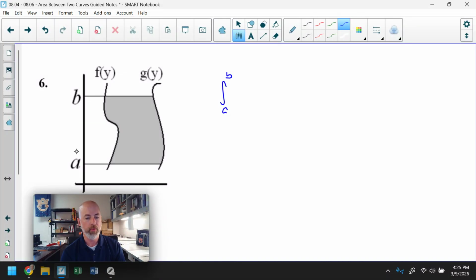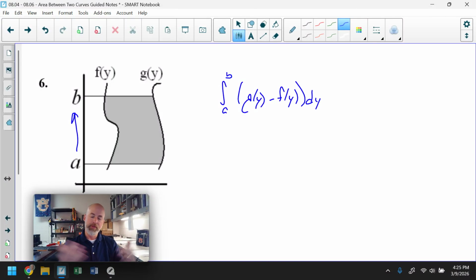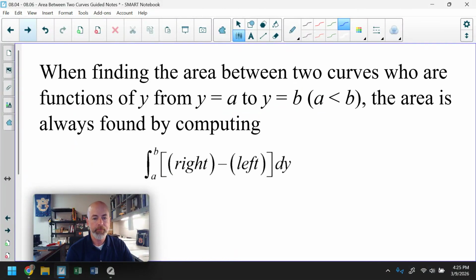So we work up the y-axis when we evaluate the integral. And it's always going to be your right curve, g of y, minus your left curve, which in this case, my right is g of y, my left is f of y, dy. And you can do that in separate antiderivatives if you want, but it's always going to be right curve minus left curve.